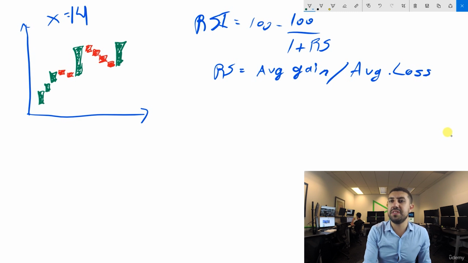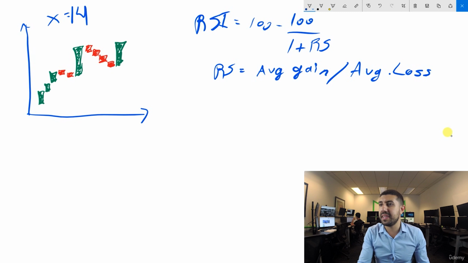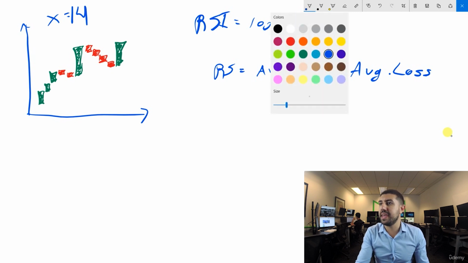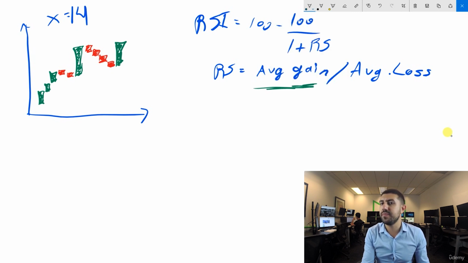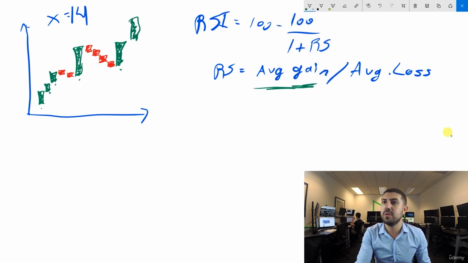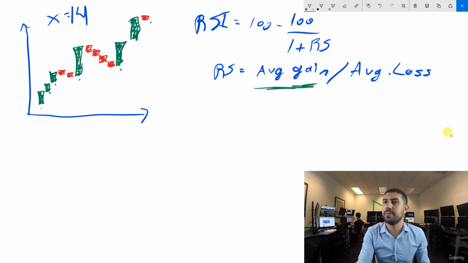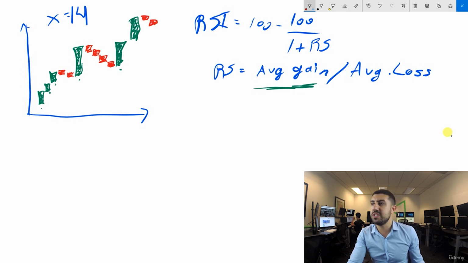So let's say this is 14 days, okay? What we're going to be doing is taking all the gains, all the green candles. So this one, this one, this one, this one, this one, we have 1, 2, 3, 4, 5. And red, we have 1, 2, 3, 4, 5, 6. So 11 days. Let me add 3 more, just like that. So another green one. And let's say 2 other red ones. Okay. So we have 14 days, 14 trading days.